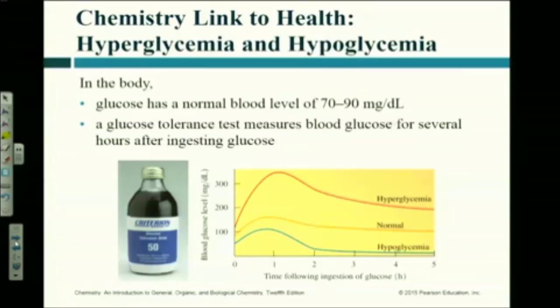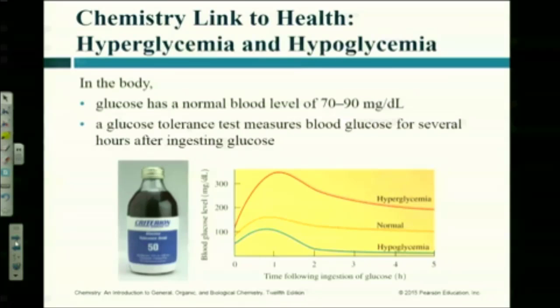Hyperglycemia and hypoglycemia. Hyperglycemia means your blood sugar is too what? High. If this happens often enough, we call this what? Diabetes. In South Louisiana, they say you got the sugar. That means you're diabetic. And why do they say you got the sugar? Because your blood sugar is too high and you can't get it down.